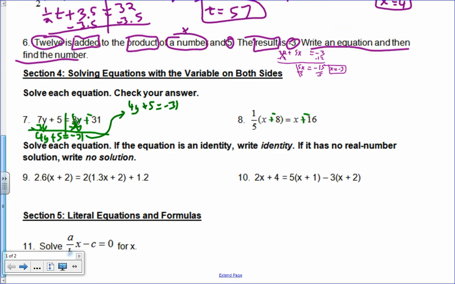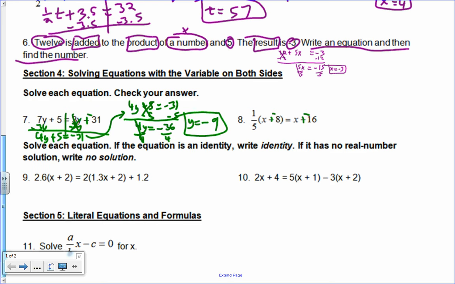Alright, the thing that's not attached to the variable we'll get rid of first by subtracting 5, doing that inverse operation. So 4y equals negative 31 minus 5 becomes a bigger negative, so negative 36. We divide both sides by 4. Y is all by itself, and it's equal to 36 divided by 4 is 9, so it's a negative 9.